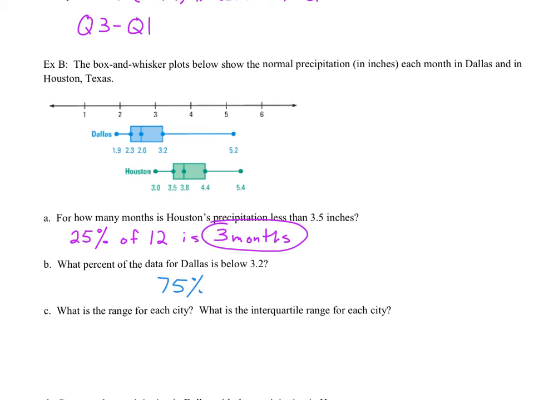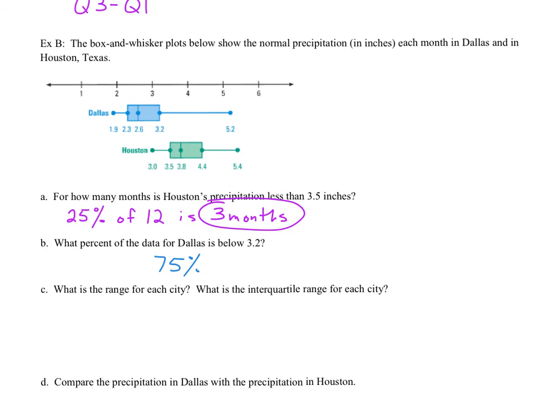Okay, so this is what is the range for each city and what is the interquartile range of each city. Dallas's range: we're going to do our max 5.2 minus our minimum of 1.9, and that gives me 3.3. Then I do my interquartile range of 3.2 minus 2.3, which gives me 0.9.